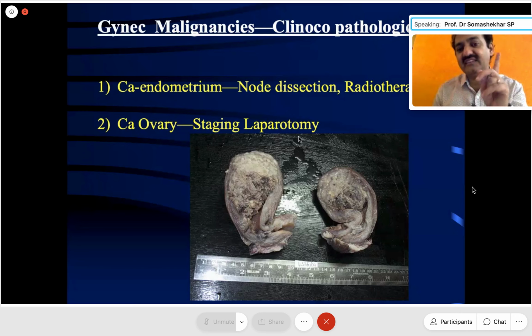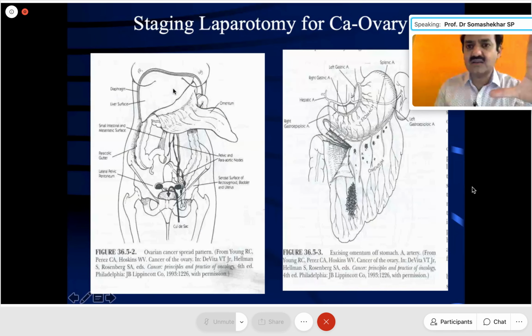CA vulva is again surgically staged. So you must know which are surgically staged, which are clinically staged. If you do a systematic staging in CA ovary, then with proper staging, 30% of the time it is upstaged because there is omental disease, washing is positive, peritoneal cavity is positive. Then that patient needs adjuvant chemo. If you don't give chemo, 100% recurrence and loss of survival. So the importance of proper surgical staging is very, very important.